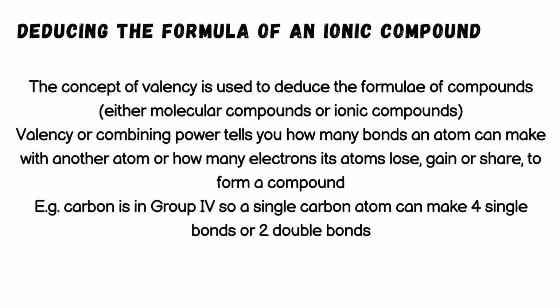How to deduce a formula of an ionic compound? The concept of valency is used to deduce the formulae of compounds, either molecular compounds or ionic compounds. Valency, or combining power, tells you how many bonds an atom can make with another atom or how many electrons its atoms lose, gain, or share to form a compound. Example, carbon is in group 4, so a single carbon atom can make 4 single bonds or 2 double bonds.